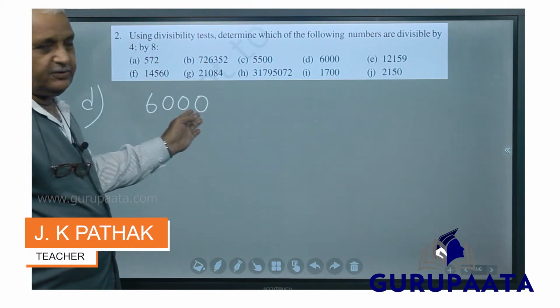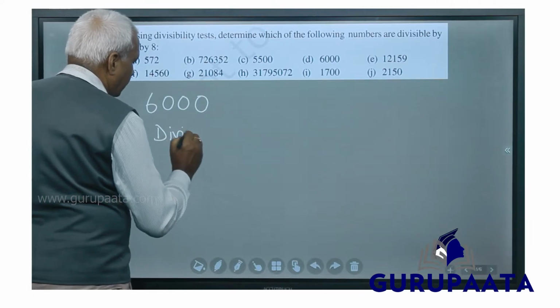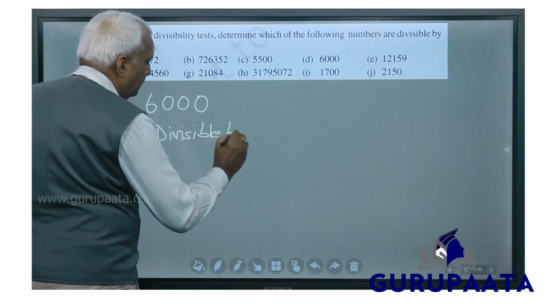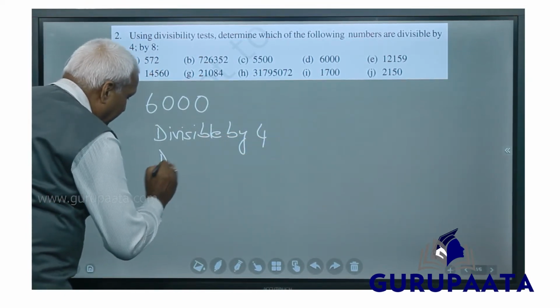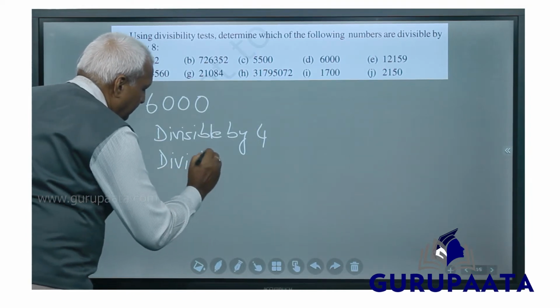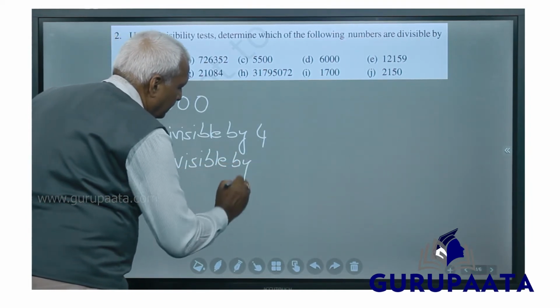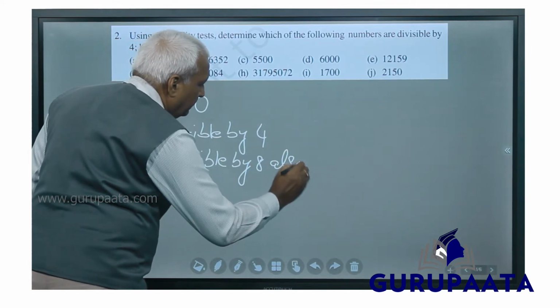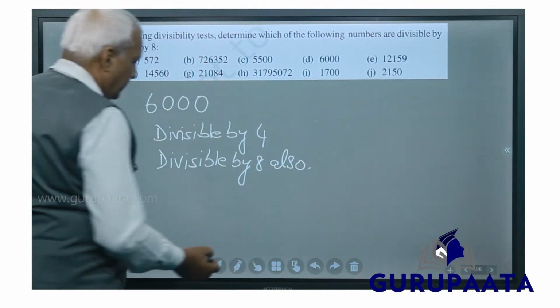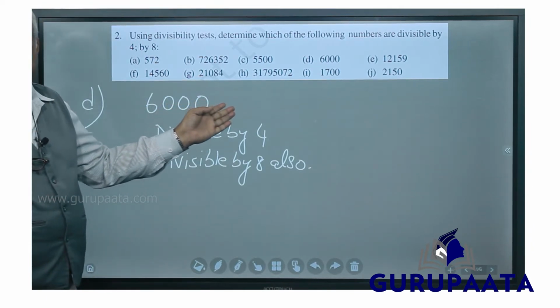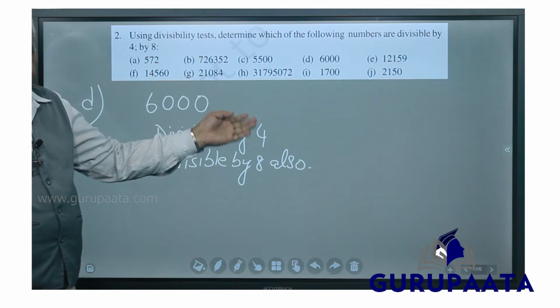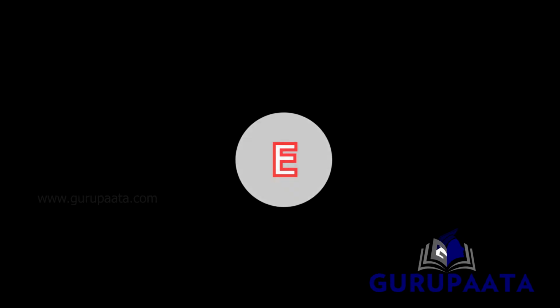So, 00 is divisible by 4 and divisible by 8 also. Understood? You need not do it, because 3 zeros are there; if you divide by 8, the quotient will come 0, and the remainder will also come 0. We will take question number E.